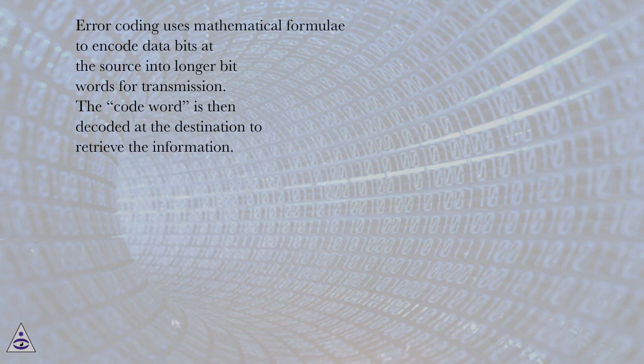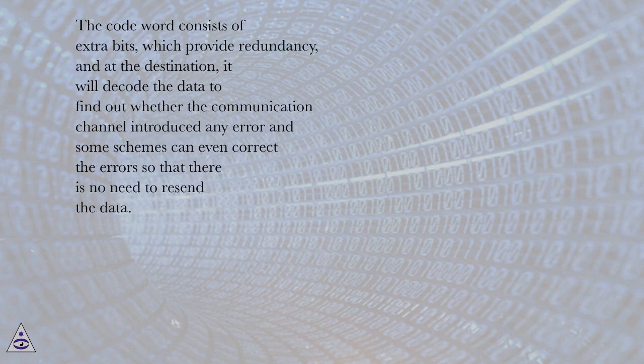The code word is then decoded at the destination to retrieve the information. The code word consists of extra bits, which provide redundancy, and at the destination, it will decode the data to find out whether the communication channel introduced any error, and some schemes can even correct the errors so that there is no need to resend the data.